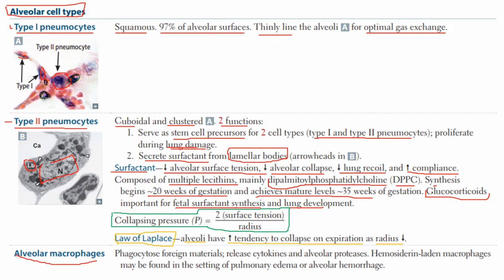Got it? Now we'll talk about the alveolar macrophages. They phagocytose foreign materials by releasing cytokines and alveolar proteases. Hemosiderin-laden macrophages are found in the setting of pulmonary edema and alveolar hemorrhages. Please remember, hemosiderin-laden macrophages are present when there is pulmonary edema and alveolar hemorrhage.